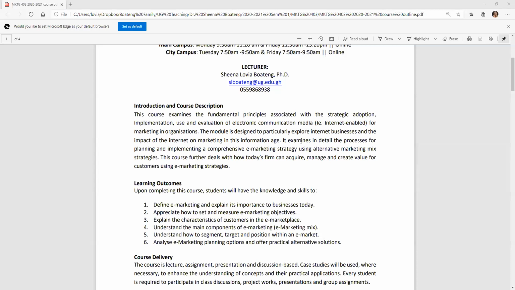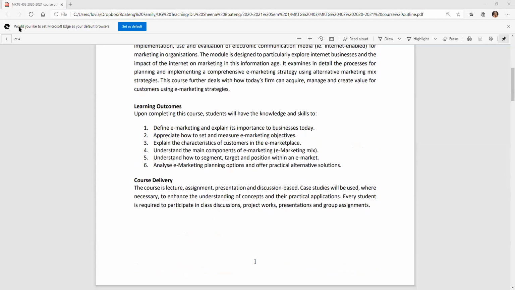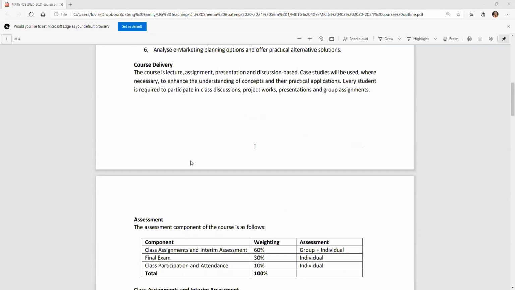The course will further deal with how today's firm can acquire, manage, and create value for customers using e-marketing strategies. So in addition to learning how to formulate these strategies, you will also learn about the consumer and how they behave through the internet medium, and how marketers can formulate effective strategies to ensure that they can meet the consumer who is connected, or the digital consumer, at the point of their need. So that is generally what the course will cover. In your spare time, you can look through the individual learning outcomes as well as the course delivery and familiarize yourself with it.